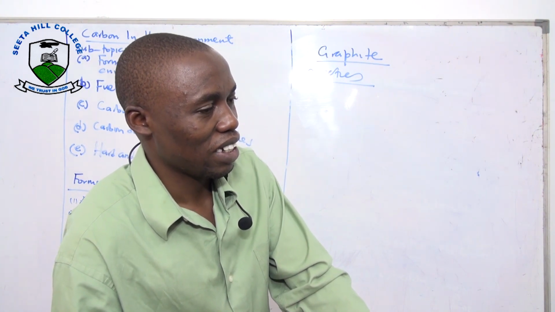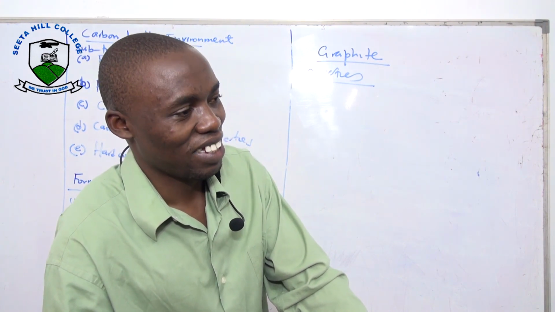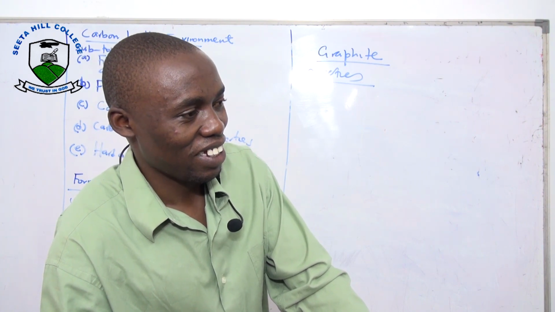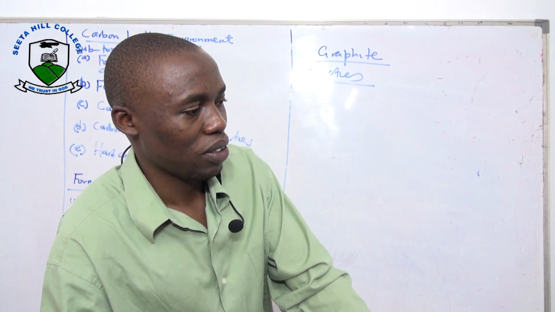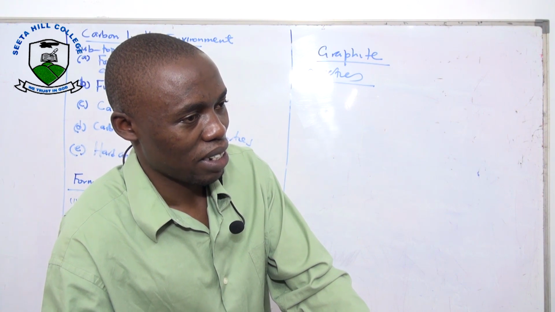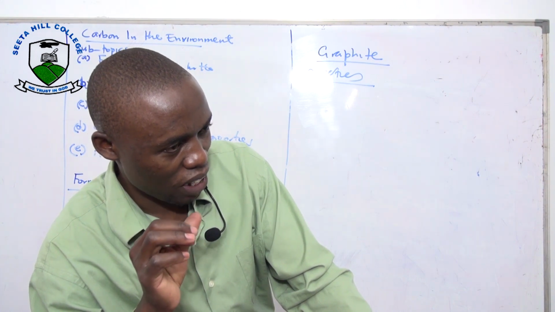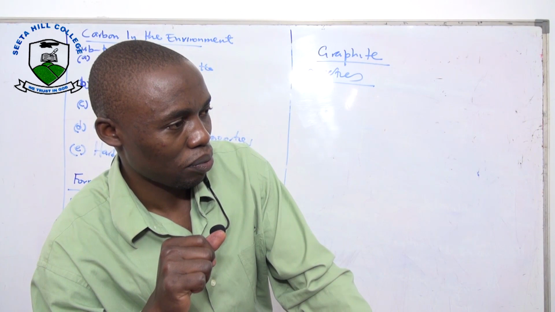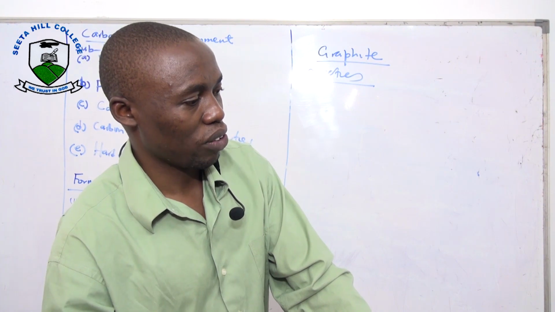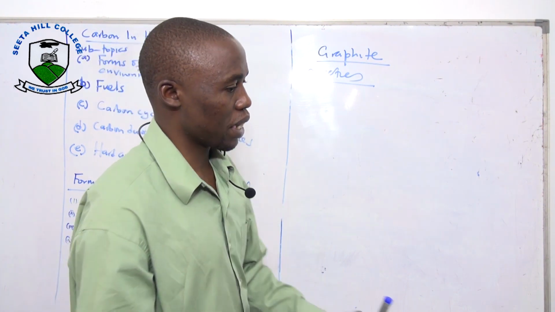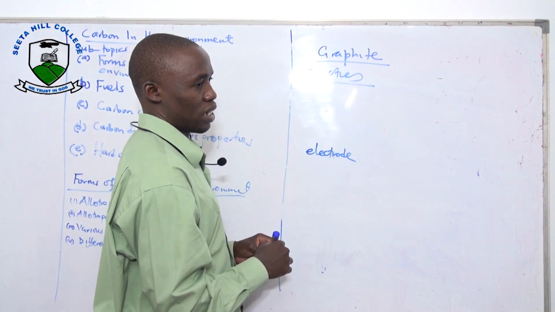Are you sure that inside of a dry cell, that middle part you can't break with your hands? It is soft and slippery. So soft and slippery means when you touch it, it feels smooth, like very fine flour. It is a good conductor of heat and electricity, therefore used to make that middle part of a dry cell, which is called an electrode.